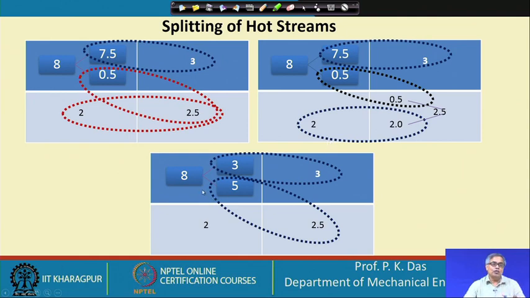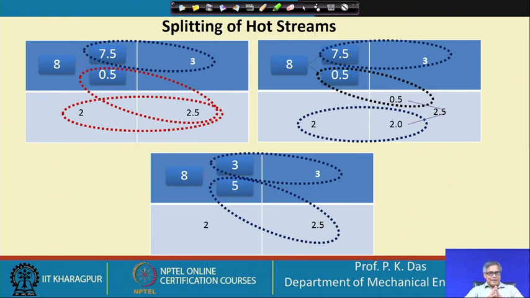Or what we can do, the hot stream 8 can be split into 3 and 5. So, 3 and 3 can make a match, this 3 is equal to 3, and this 5 and 2.5 can make a match because this 5 is more than 2.5. So, this is also a viable solution. All the viable solutions we have shown. So, in any case the hot stream has to be split.